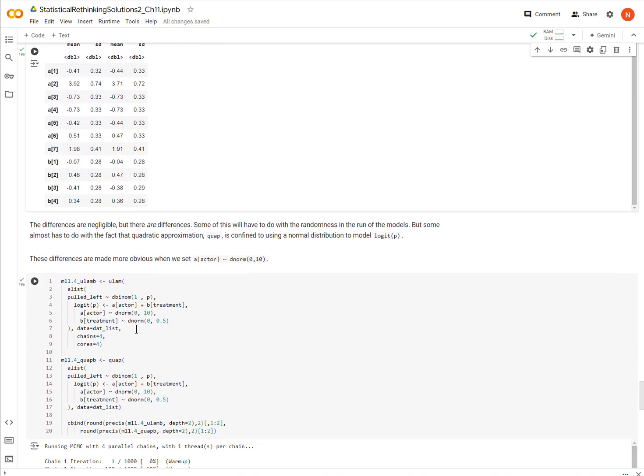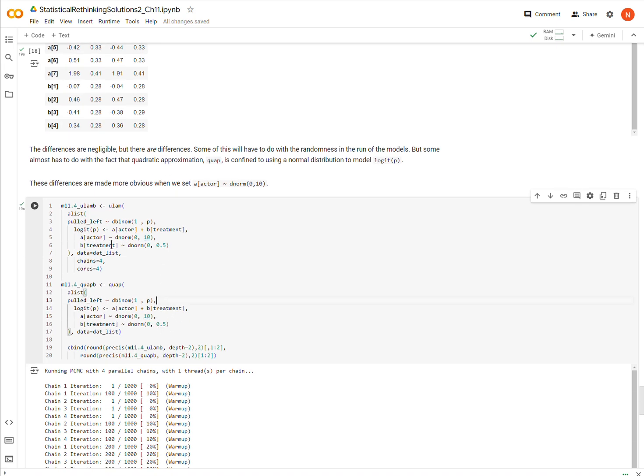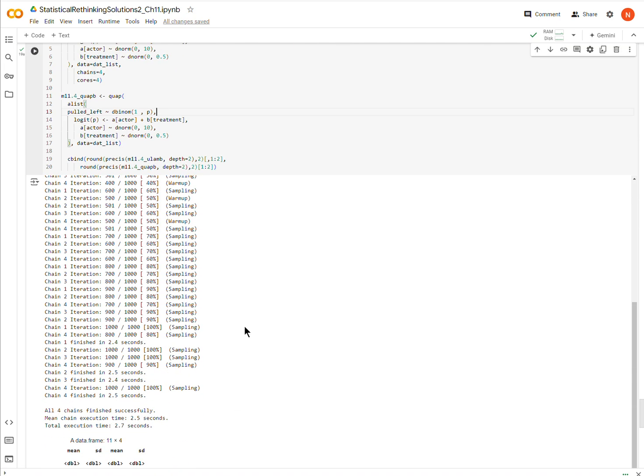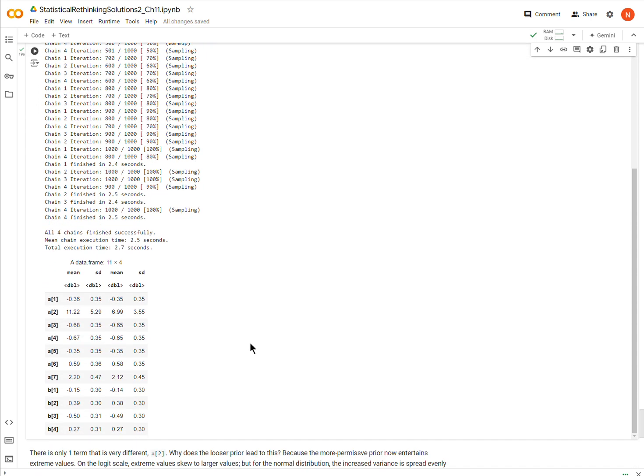by allowing broader priors, which is what the question suggests we do. So we set the intercept, the random intercept, to have a wider prior, whereas it was 1.5, now it's at 10. So we're going to run this again, and again we're looking at the precis output, and now you really see at least this difference really jump out between the two models here.